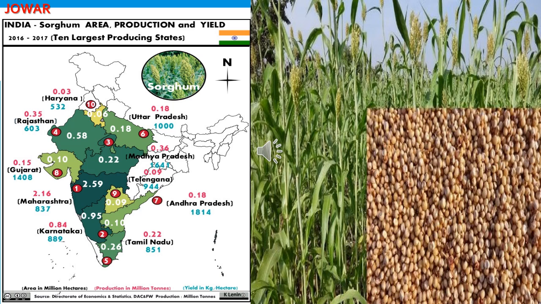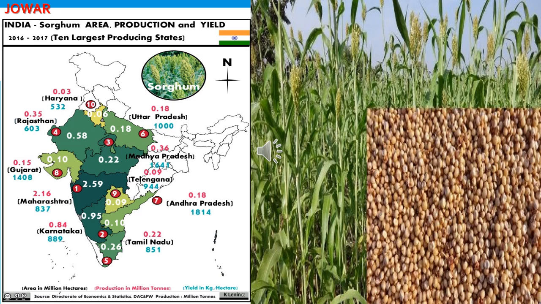It is also used as fodder in many parts of the country. So jowar is used as fodder, that is food for cattle, in many parts of the country. Jowar is essentially a crop of peninsular India. During the dry season, we used to grow jowar for our cattle. Maharashtra, Karnataka and Madhya Pradesh are the leading producers of jowar.